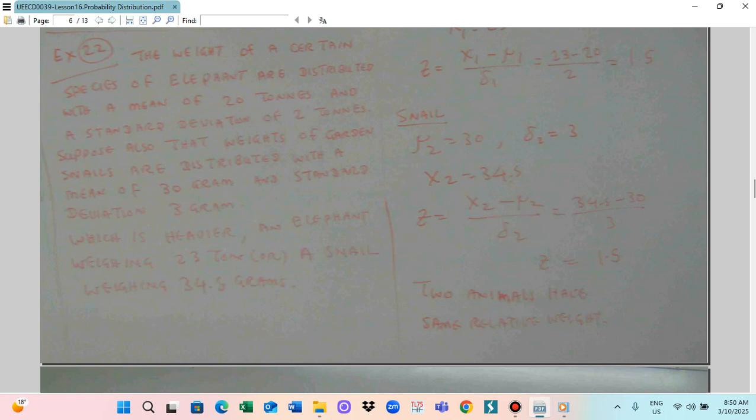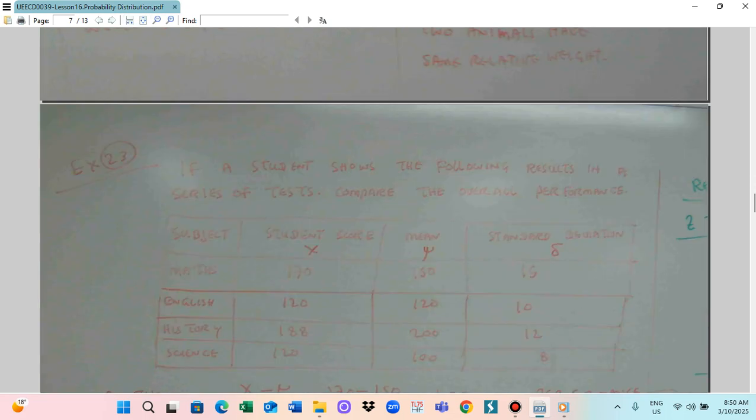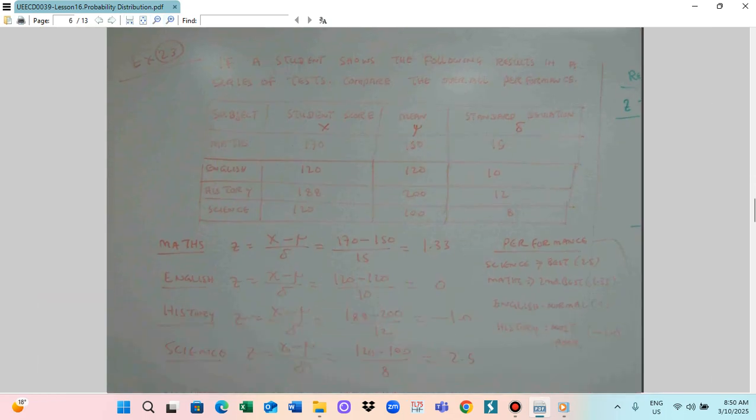Okay, now we want to make the performance comparison. So math, English, history, science. Those students got a score. There is a mean and a standard deviation. So we want to make a comparison. So how to compare? Math, science, English, and history are different subjects. So you cannot directly compare.